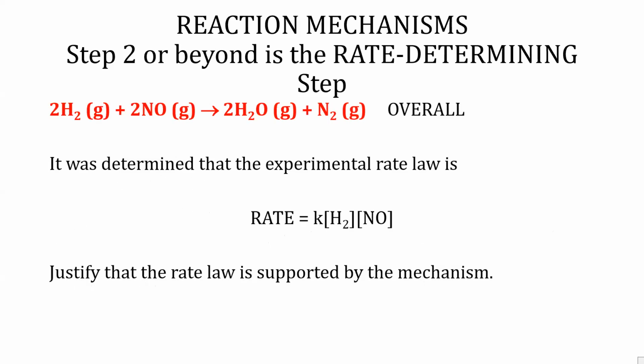The overall reaction is two gaseous H2 molecules plus two gaseous nitrogen monoxide molecules, producing two gaseous water molecules and gaseous molecular nitrogen. It was determined that the experimental rate law is rate equals k times the concentration of H2 times the concentration of NO. Justify that the rate law is supported by the mechanism.